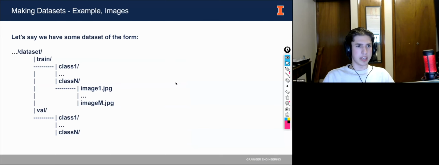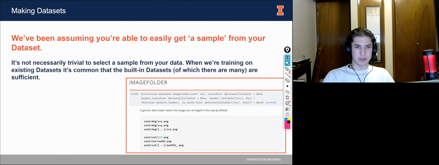So let's look at an example for these. We have this very common form of images where we have our dataset folder, a training folder and a validation folder. Within this training folder, we have a lot of subfolders, one for each one of our classes. And then within each of these class folders, we have maybe many images, right?